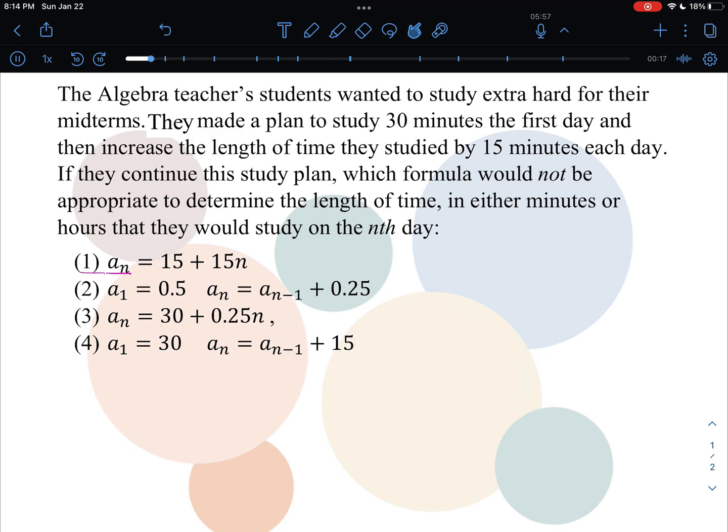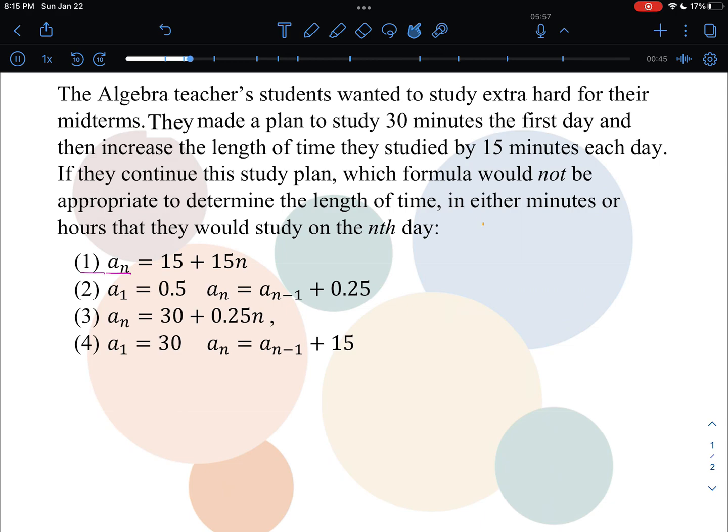If they continue the study plan, which formula would not be appropriate to determine the length of time in either minutes or hours that they would study on the nth day? So looking at this problem, I could see that it's definitely some type of a sequence, and we have a formula that we need to find that would model it. I'm first just going to write off to the side a couple things that I noticed.